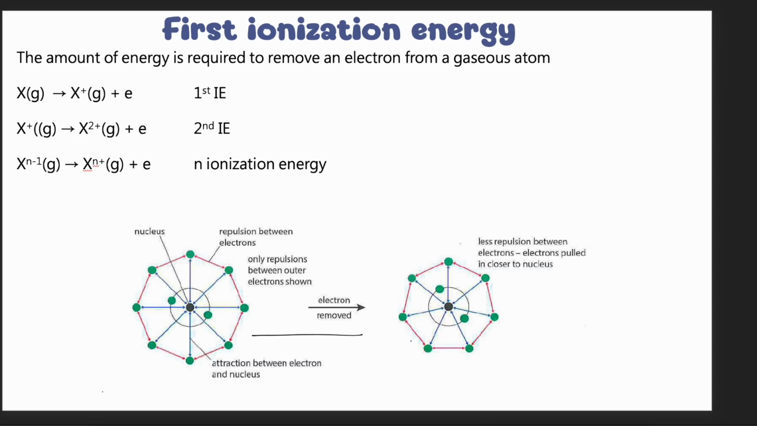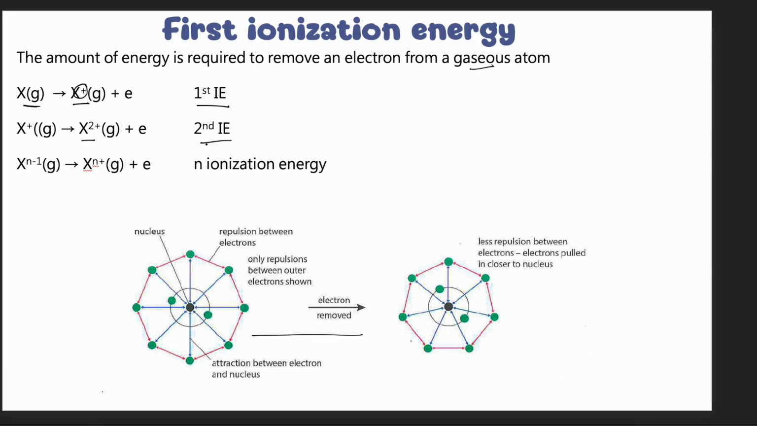Okay, first ionization energy. Ionization energy means the amount of energy that is required to remove an electron from a gaseous atom. So from a gaseous atom, we remove an electron, and we produce a cation, +1, because one electron is removed. So it is called first ionization energy. And then we remove the second electron, producing X2+, right? The energy that is required to remove the second electron is called second ionization energy. The third electron, third ionization energy. And the fourth electron is called fourth ionization energy.